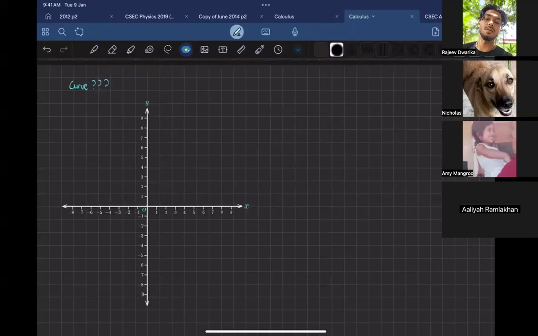So let me explain. A line has a constant gradient because in a line, the gradient is the same throughout, with the same steepness. For a curve, do you think the same thing applies? You think the gradient is the same at all points? No. So let me look at a simple curve here.